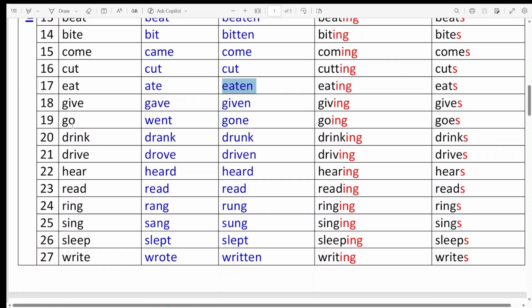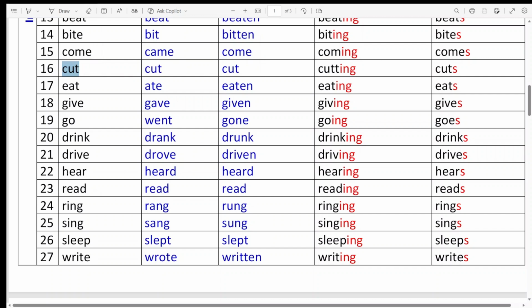Likewise, let's go to the 19th number. It's go, and V2 is went, and V3 is gone. This one too we call irregular. Let's go to cut, and you see all the forms up to V3 are the same. Cut, cut, cut. So cut is an irregular verb.